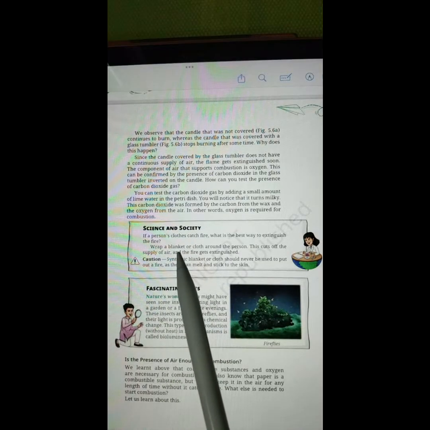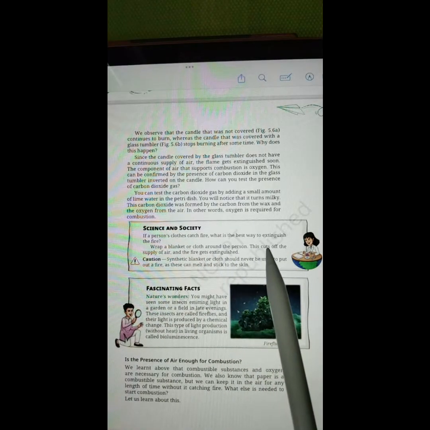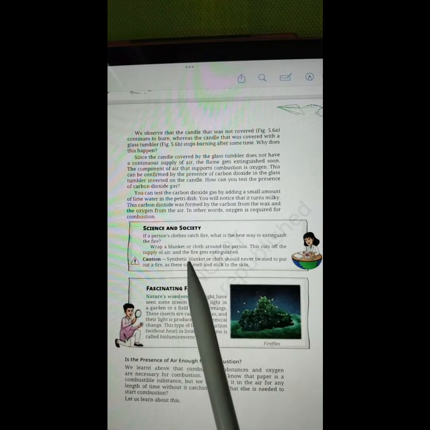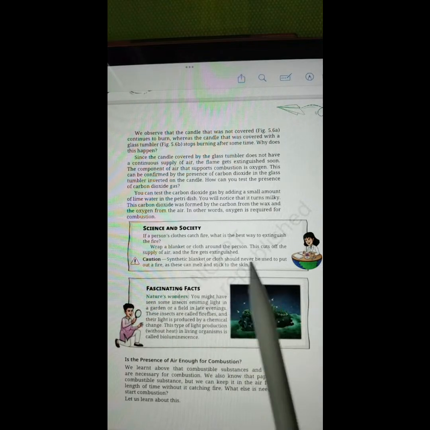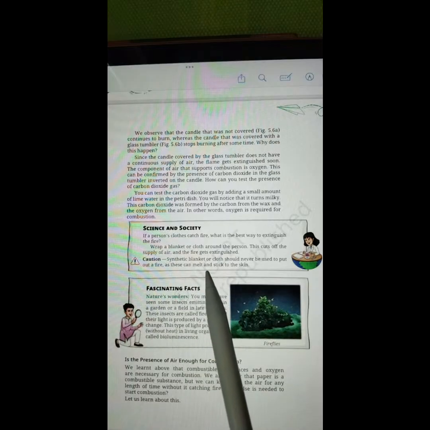Science and society. If a person's clothes catch fire, what is the best way to extinguish the fire? Wrap a blanket or cloth around the person. This cuts off the supply of oxygen and the fire gets extinguished.